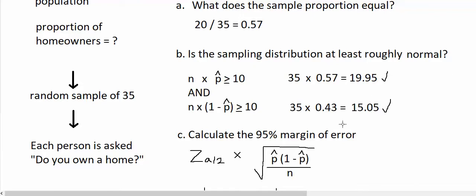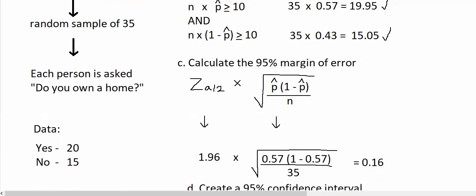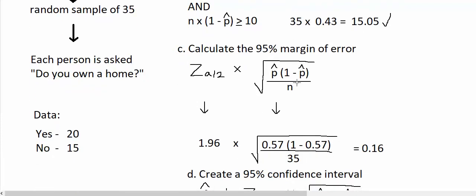So we can go ahead and calculate the margin of error. In this situation, when you're calculating a margin of error for a proportion, they both have to check off. It can't just be one or the other. So this is the formula for the margin of error of a proportion.